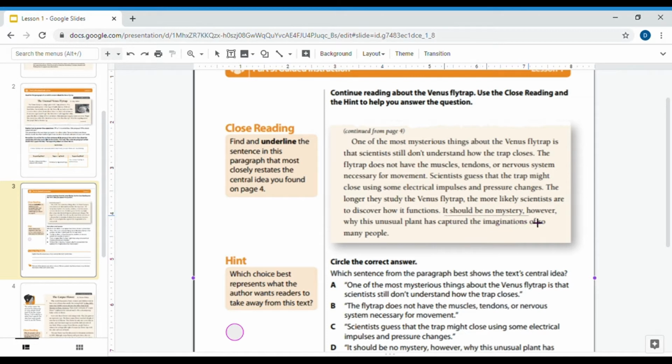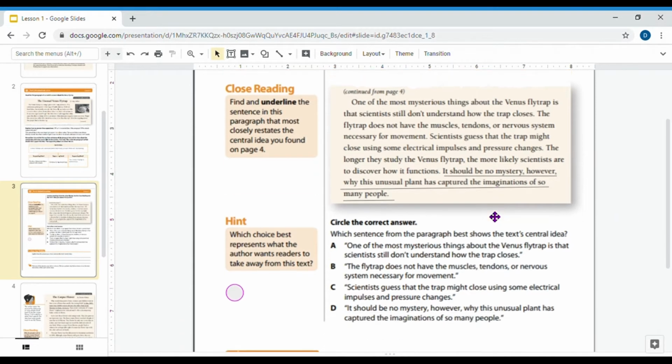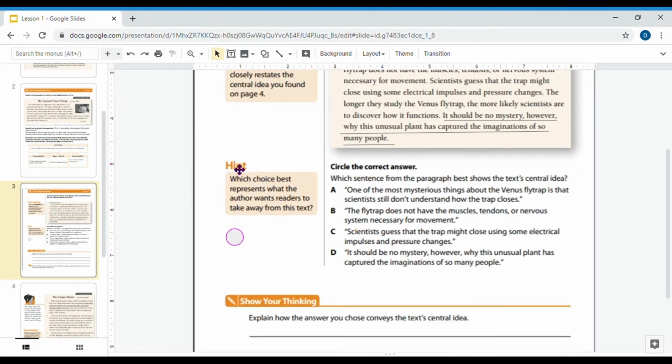It says, it should be no mystery, however, why this unusual plant has captured the imaginations of so many people. So that's exactly what we said in our main idea, just a little bit restated. So that works well. So that's underlined. And now we're trying to, this hint.